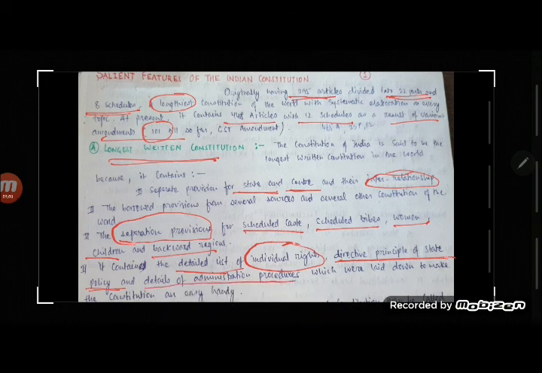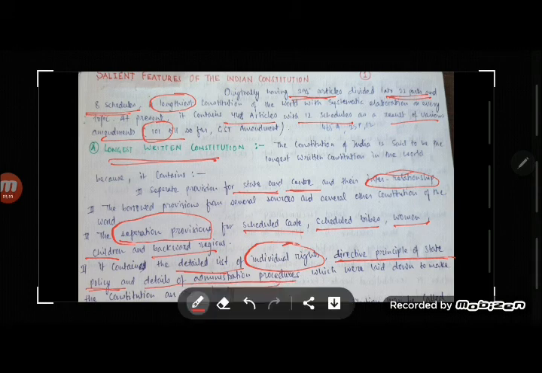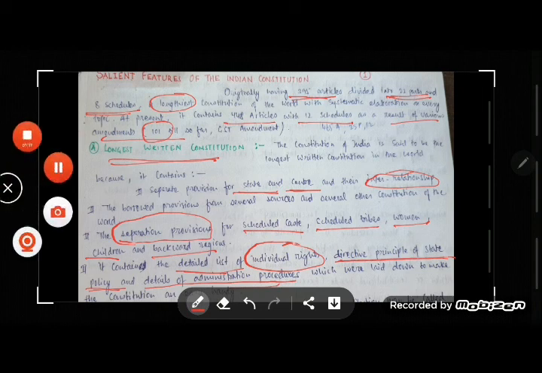and details of administrative procedures. Administrative procedures have also been given: how the country and the state are run, and how the administration is used to run the government. All the principles and policies of the administrative procedures have been laid down in the constitution, which makes it handy. These are the features of the longest written constitution that has been framed. So we move to the next topic.